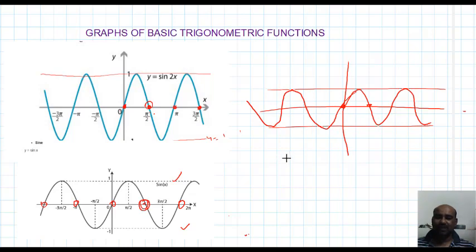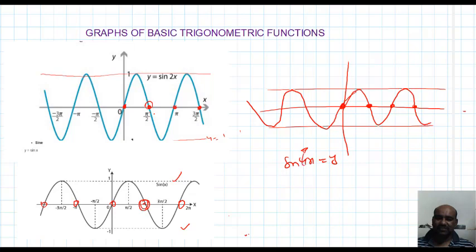What graph do you want? The sin 4x graph, y equal to sin 4x. The graph is the same, the range is the same, and the domain is the same. Domain is all real numbers, and range is also -1 to 1 only. But where this graph intersects the x-axis, those points will vary. So I want to identify them.